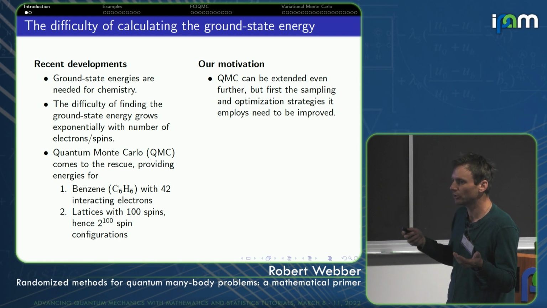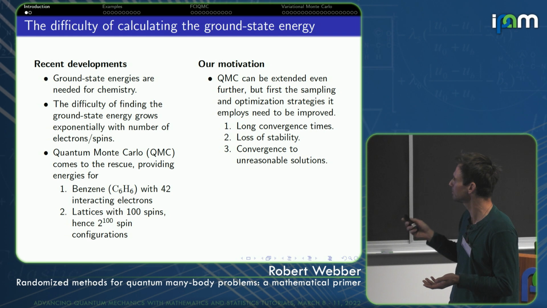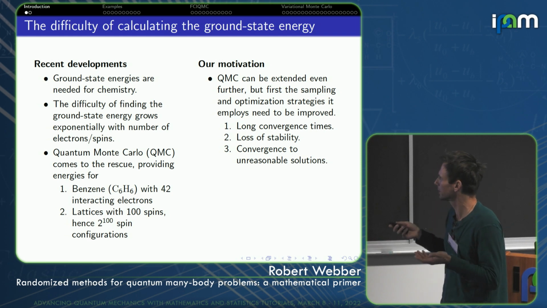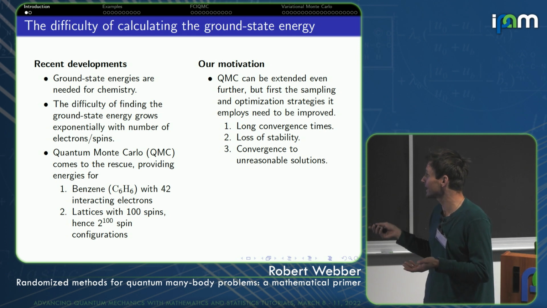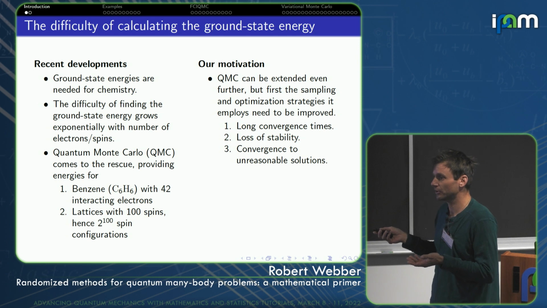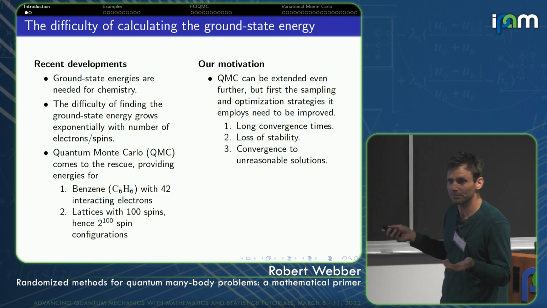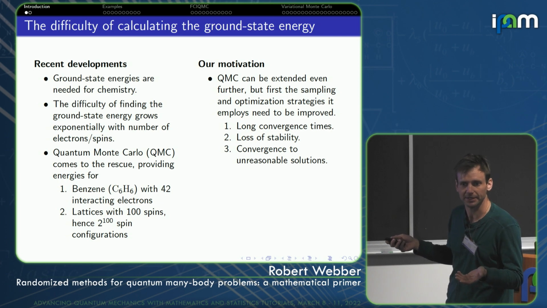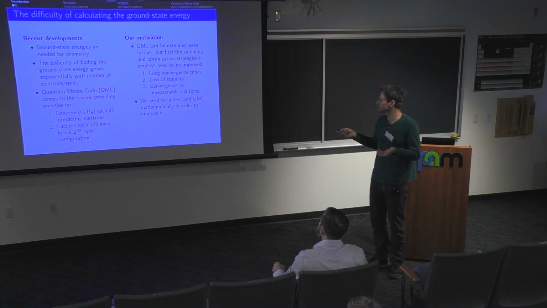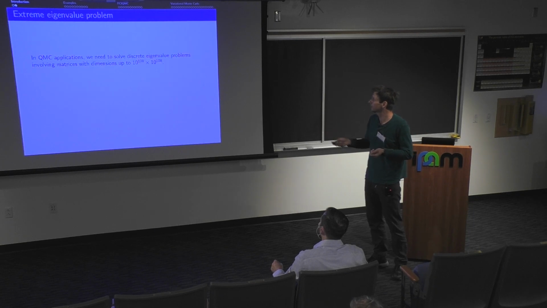And this is actually totally familiar to anyone who's actually implemented these methods, because it's pretty common you experience long convergence times. Maybe your algorithms are actually going to become unstable or converge to totally unreasonable solutions. So these methods are potentially really powerful, but they're also finicky. And so hopefully, if we understand QMC mathematically, we can look at the problem and improve it. That's the dream, right? So this is the motivation for the talk.